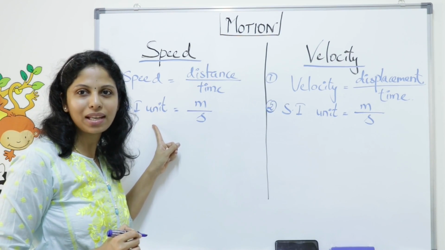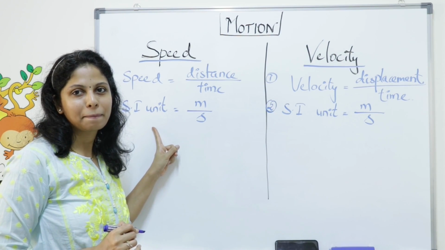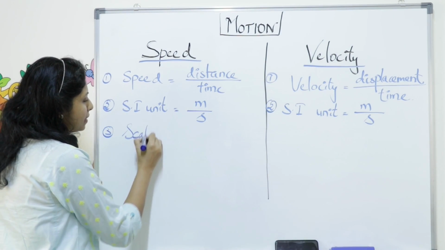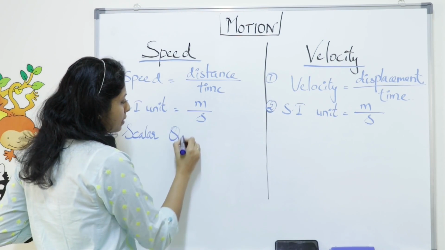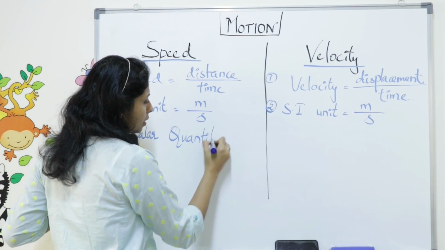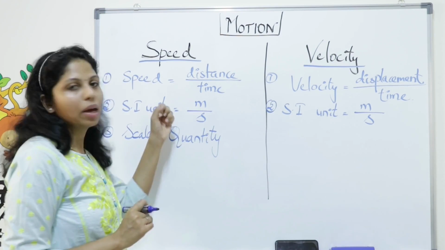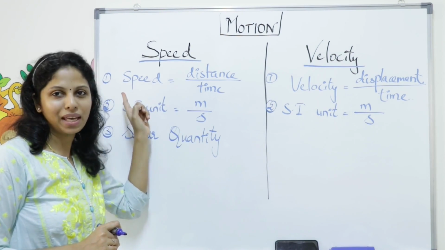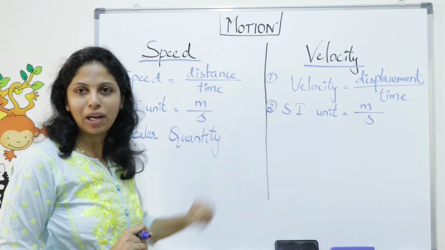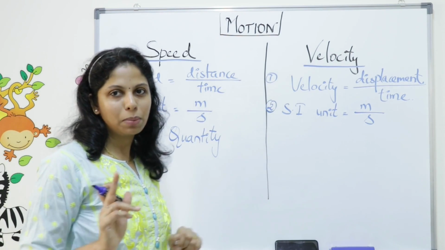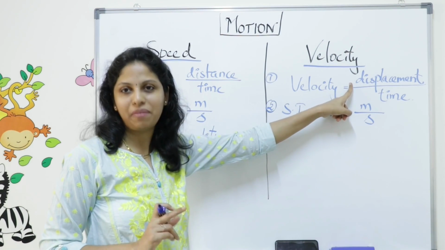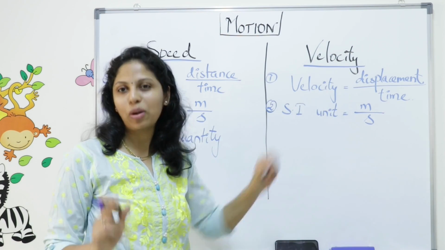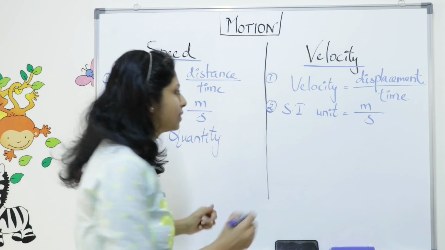Now, can you guess what quantity is speed? Is it a scalar quantity or a vector quantity? Yes, it is a scalar quantity. Why? We have already seen that distance is a scalar quantity. Therefore, the speed is also a scalar quantity. And what about velocity? Do you remember? We have seen that displacement is a vector quantity. So, what will the velocity be? Yeah, velocity is also a vector quantity.